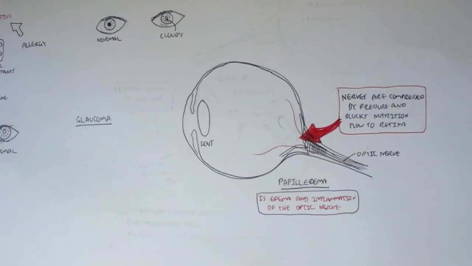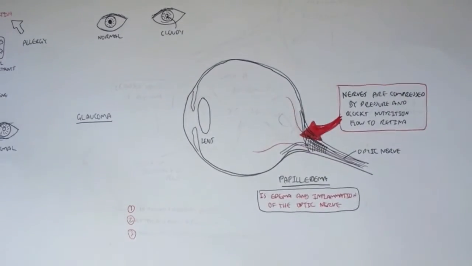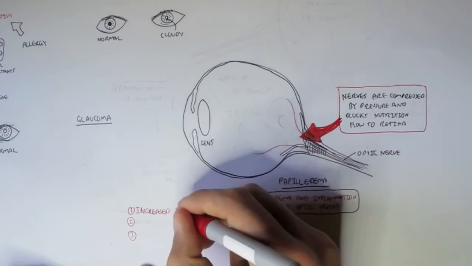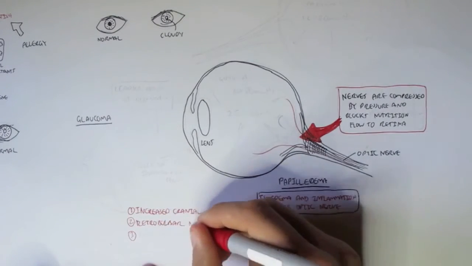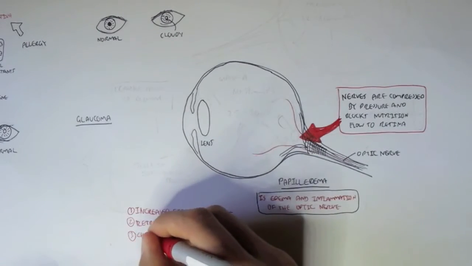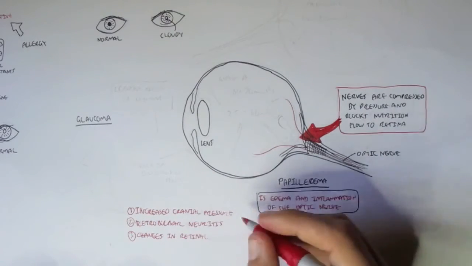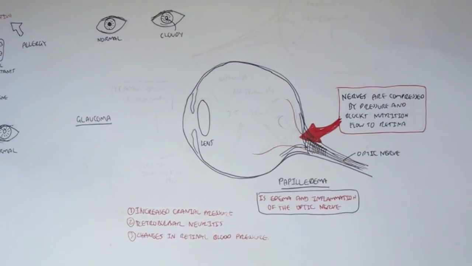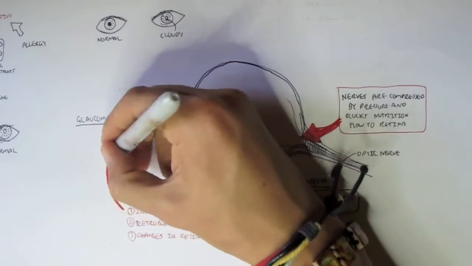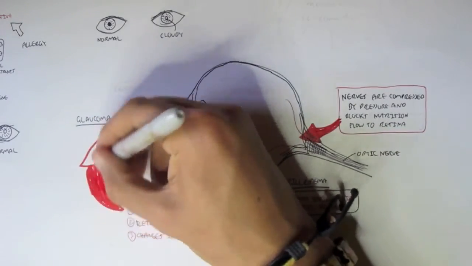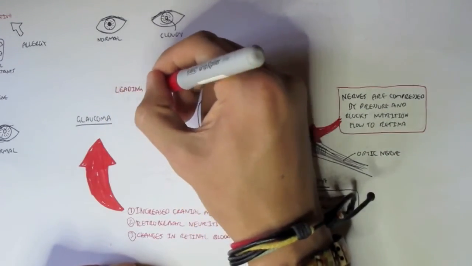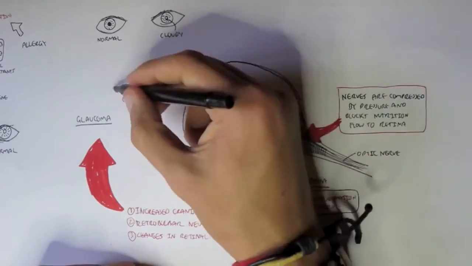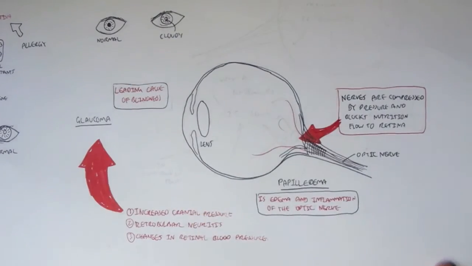Now the causes of papilledema, there are three causes, I would say. There's increased cranial pressure, a condition known as retrobulbar neuritis, and also changes in retinal blood pressure can cause papilledema. Now, number one, the increased cranial pressure is actually the cause of glaucoma, which is our next eye disorder. And glaucoma is one of the main leading causes of blindness.